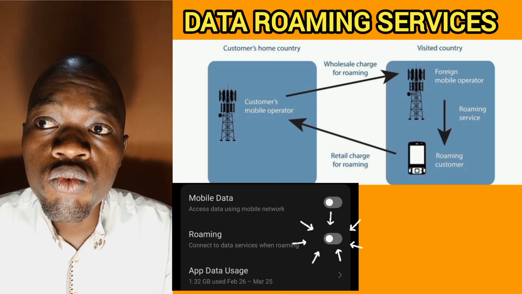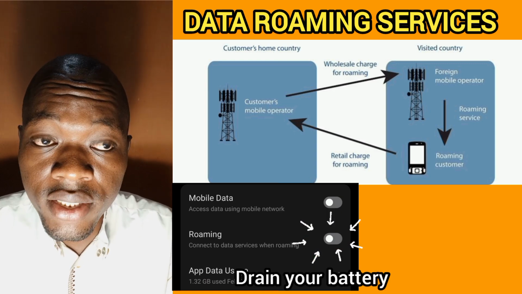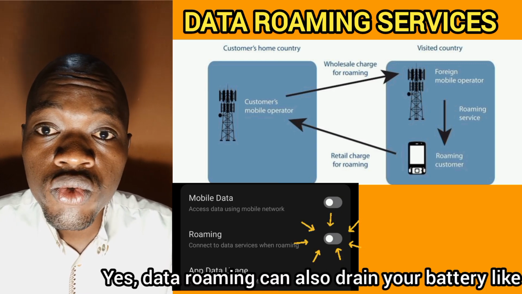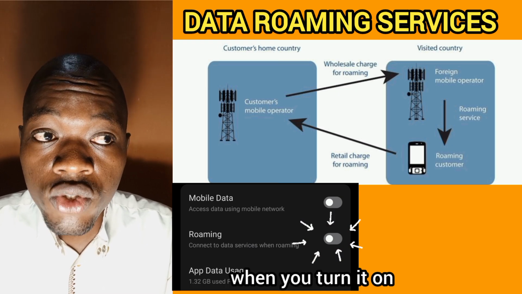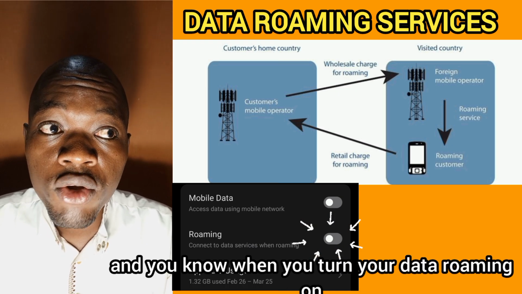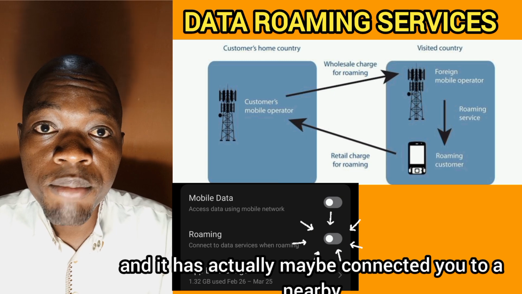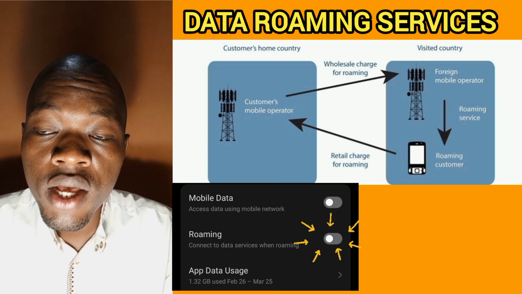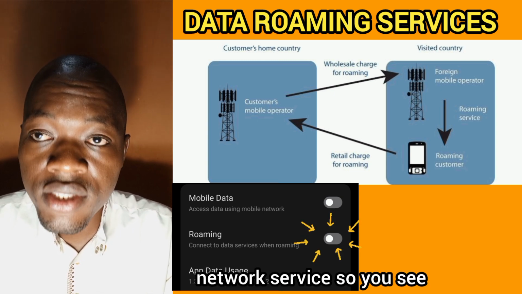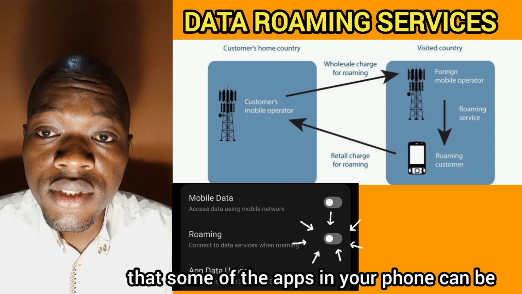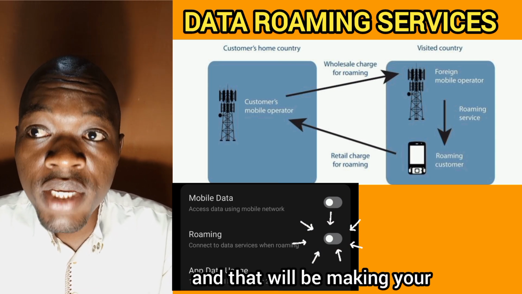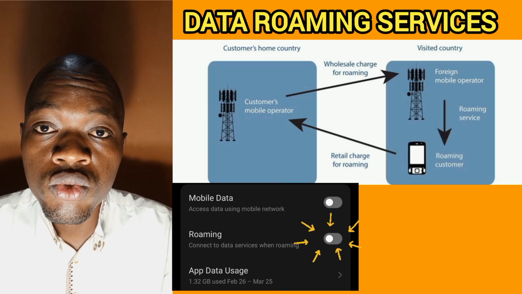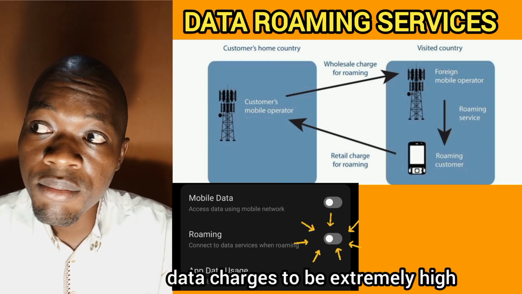It can also drain your battery. When you turn data roaming on and it has connected you to a nearby network service, some of the apps in your phone can be running in the background without your knowing, and that will make data charges extremely high.